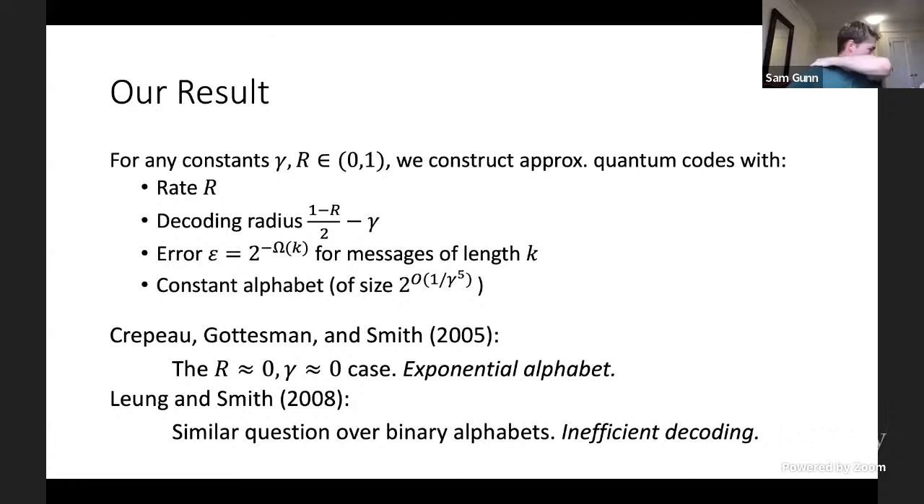Then another work of Leung and Smith talks about the binary alphabet case. They talk about a similar question, but their algorithm is going to have inefficient decoding. They're also not going to reach the singleton bound because they only handle binary alphabets, and you can't hope to get to the singleton bound with binary alphabets.